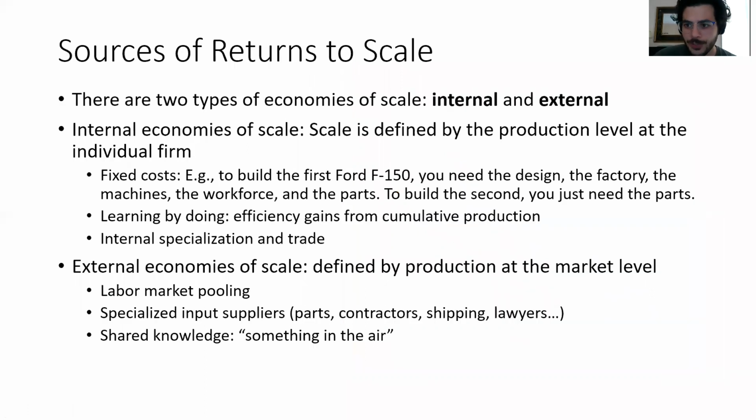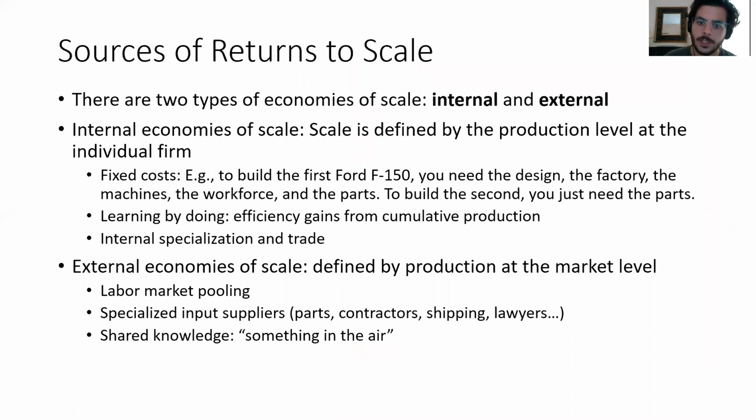So what exactly are the sources of returns to scale? Well, there's a typology of two different types of economies of scale, internal and external. With internal economies of scale, scale is defined by production levels at individual firms. So the classic example of this would be fixed costs.